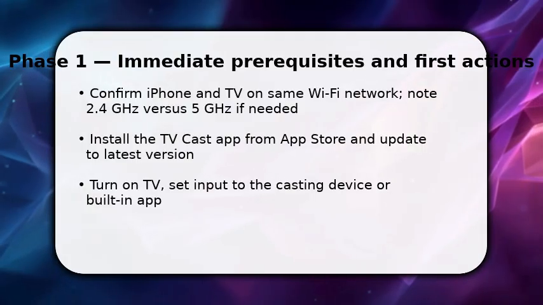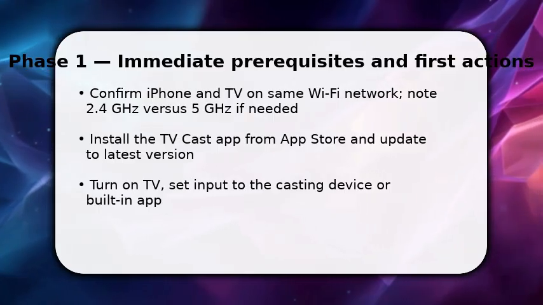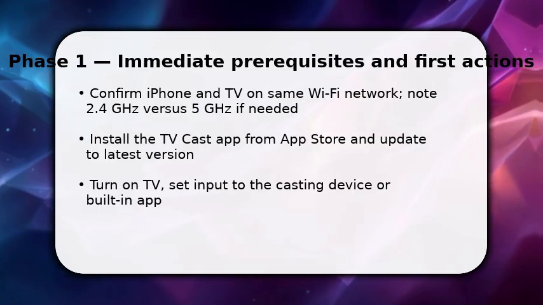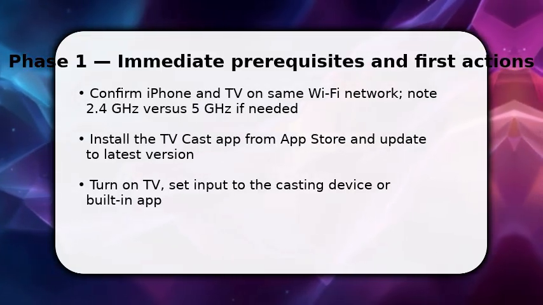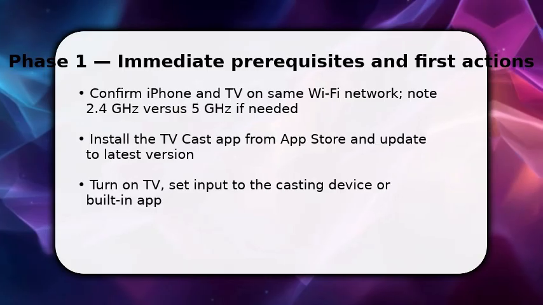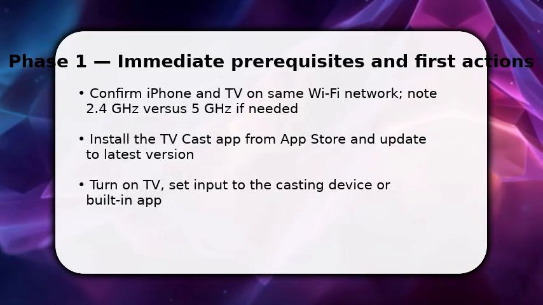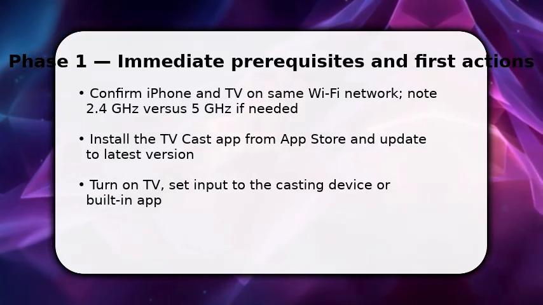You start by confirming both devices share the same Wi-Fi. This prevents discovery failures. Once done, open the App Store and install or update TV Cast, then grant required permissions. Make sure Bluetooth is off unless the app requests it for pairing. Keeping only Wi-Fi reduces conflicts.